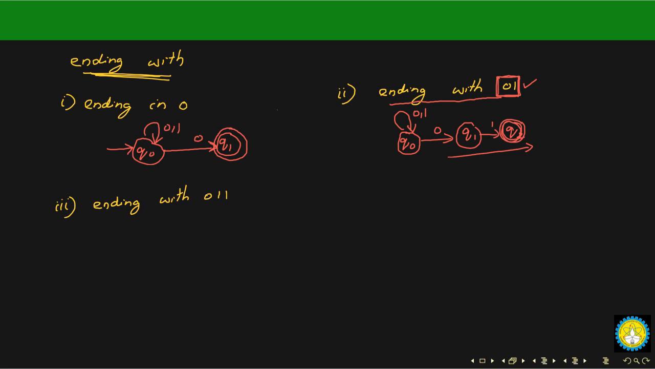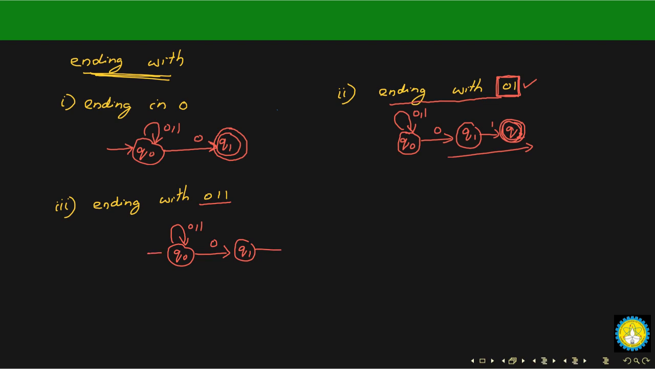Now let us look at this question. We want to design an NFA for accepting binary strings ending with 0, 1, 1. This is very similar, so I need not explain it. I can just draw it: Q0, and you can see anything. After that, at some point you decide to move further, and if you see a 0, you are at Q1.